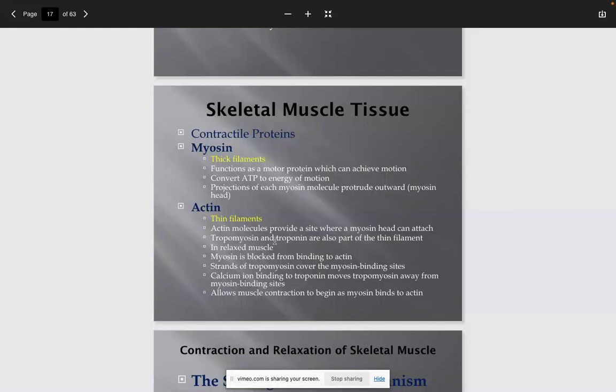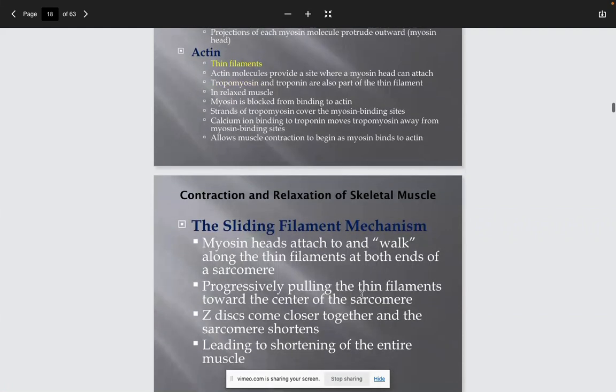Tropomyosin and troponin are also part of the thin filament. In relaxed muscle, myosin is blocked from binding to actin. Okay, myosin is normally blocked from binding to actin. Strands of tropomyosin cover the myosin binding site, and calcium ions binding to troponin move tropomyosin away from the myosin binding sites, which allows muscular contraction to occur.